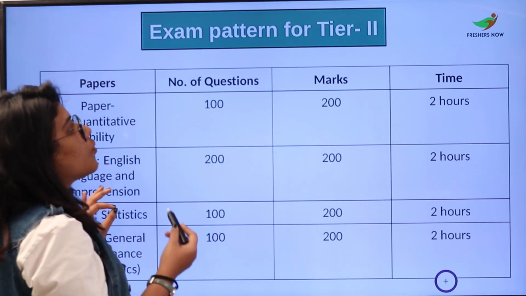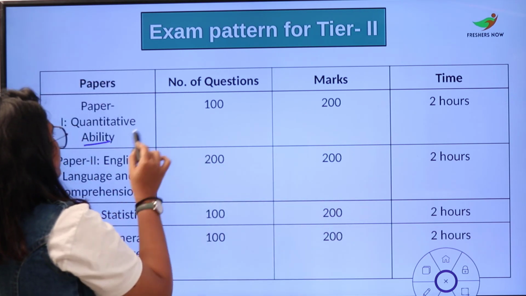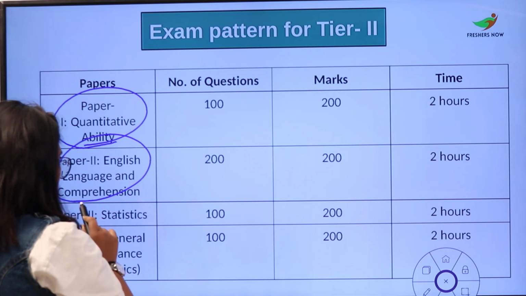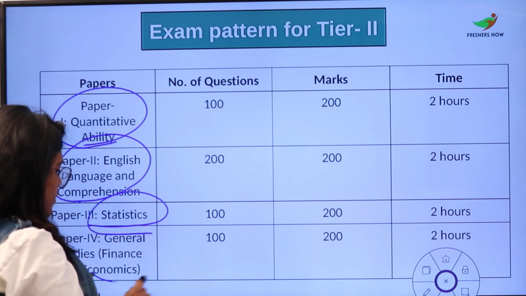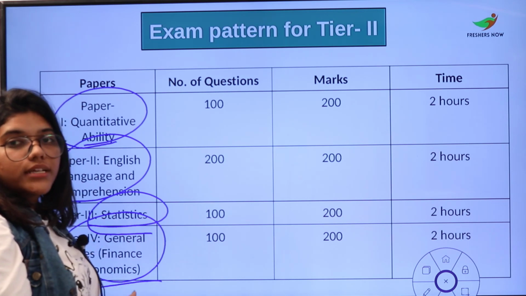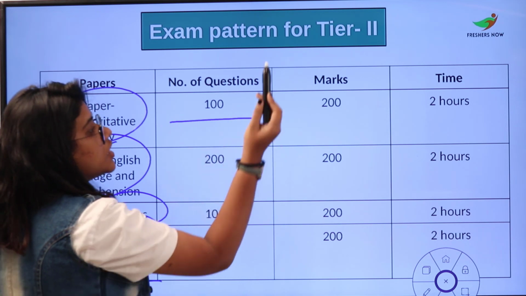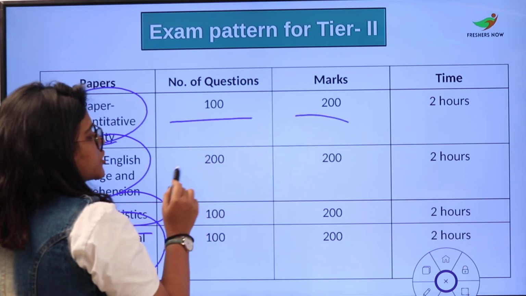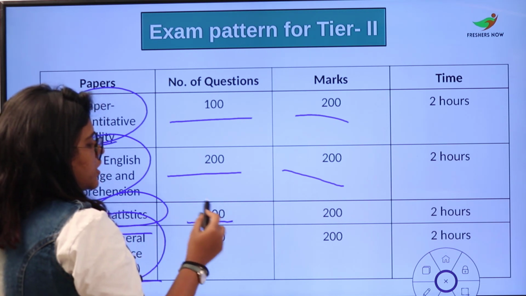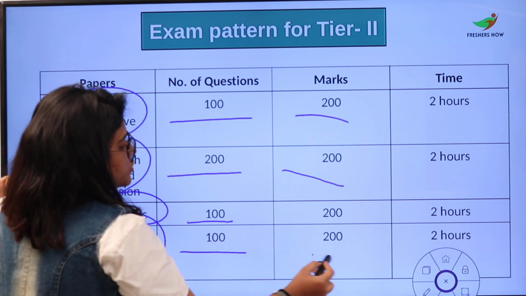So let us see what is the exam pattern for tier 2. For tier 2, number 1 is paper quantitative ability, number 2 is English language, number 3 is statistics, and number 4 is general studies, which consists of finance and economics as well. The number of questions for the first section is 100 questions with 200 marks, second section 200 questions with 200 marks, and for the third section 100 questions with 200 marks again, and for the fourth section 100 questions with 200 marks.